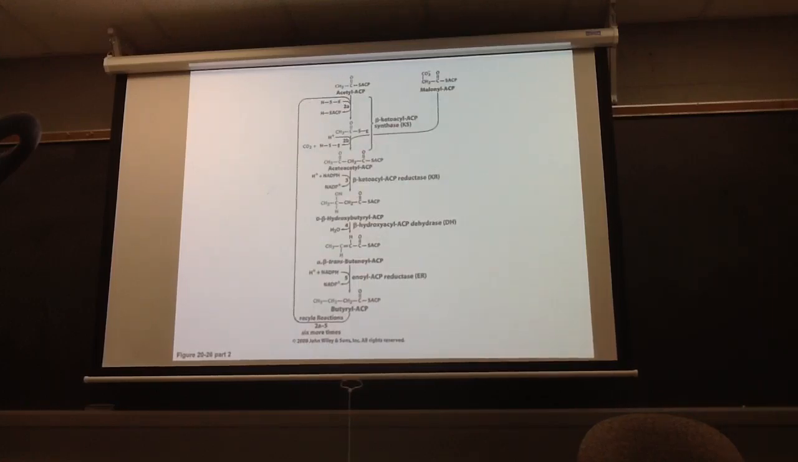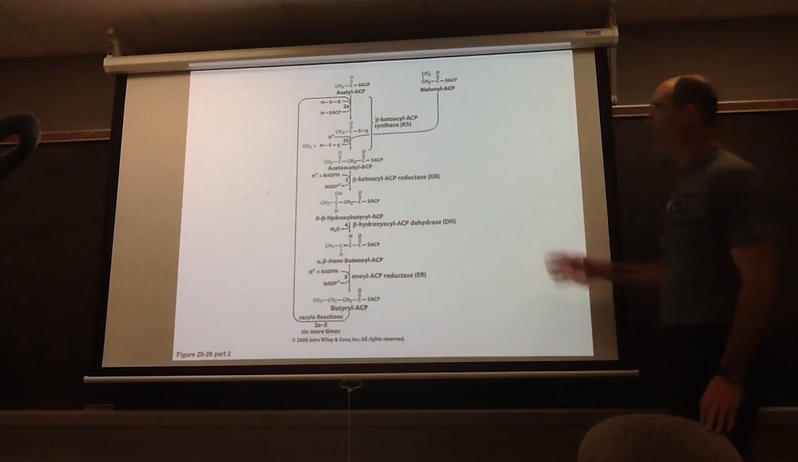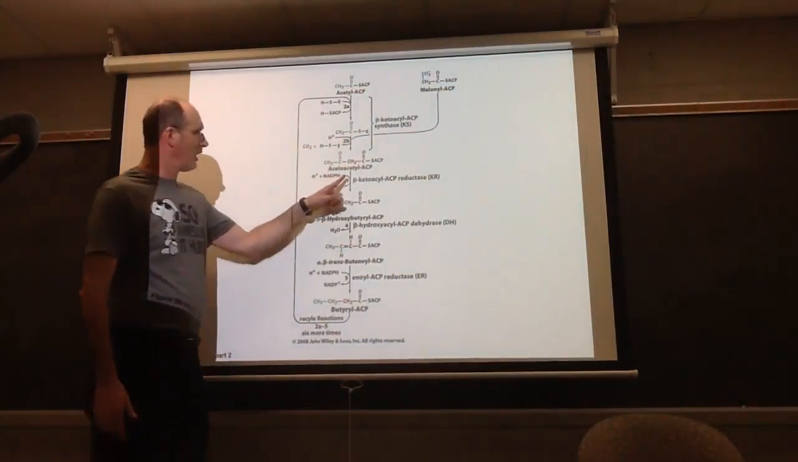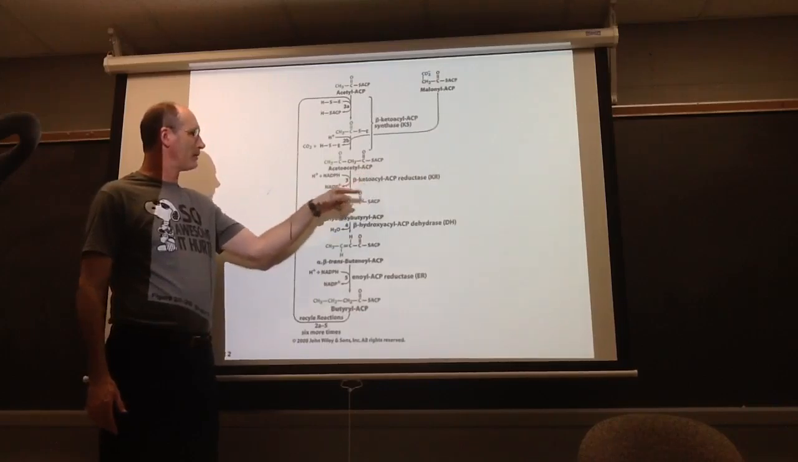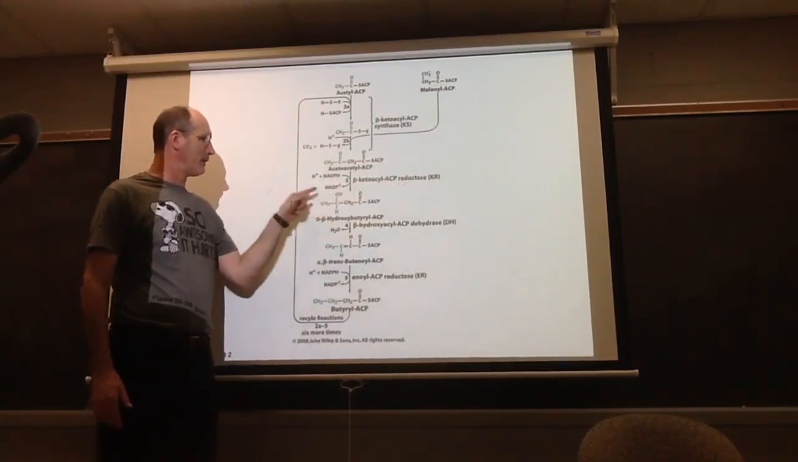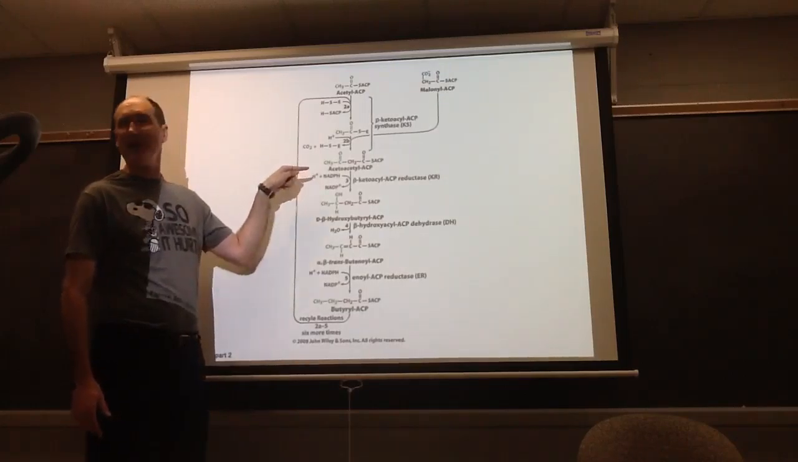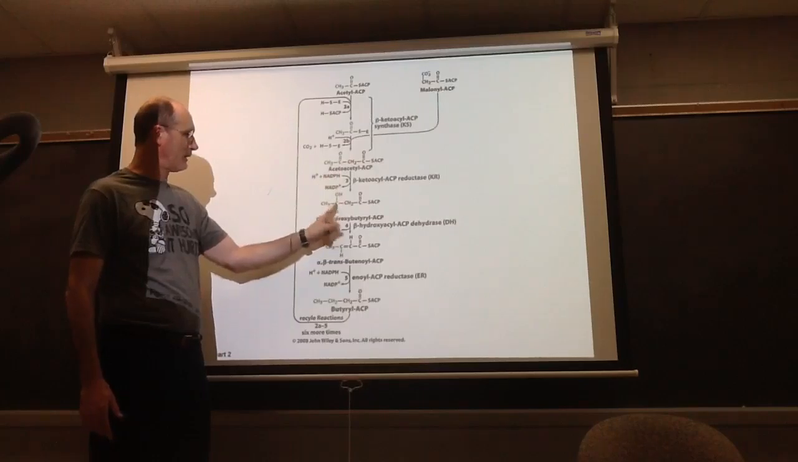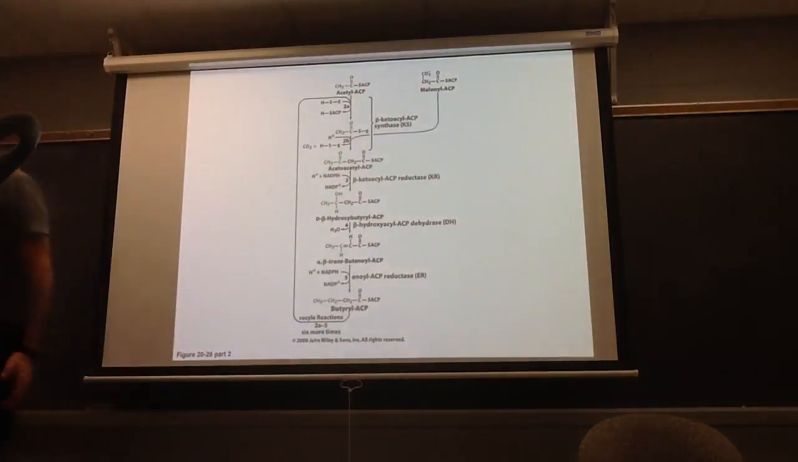Okay, so now we're here. We're still on the acyl carrier protein. Within that complex, there is a reductase, so we bring in NADH. NADH reduces our carbonyl to an alcohol, right? We're doing essentially the reverse of fatty acid oxidation.